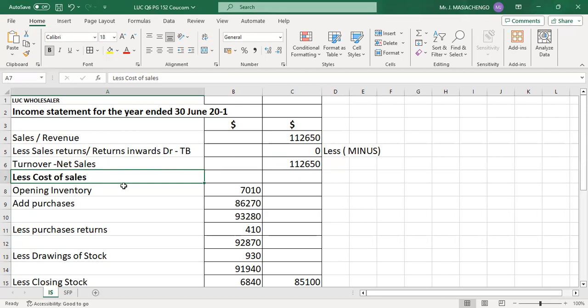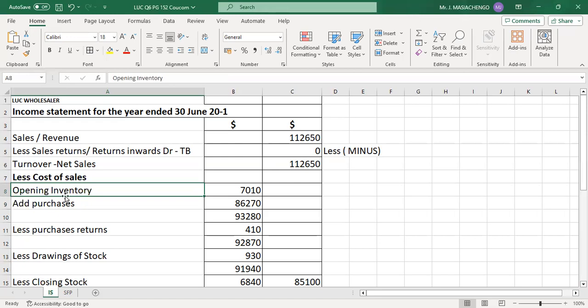So the next heading, we want to calculate the cost of sales. So our cost of sales is a heading. So please, can you highlight this one? I've highlighted this one to make it bold. It means a heading. On our heading, what do we start with? This is a format. It doesn't change. It will remain like that. So you need to master the format.